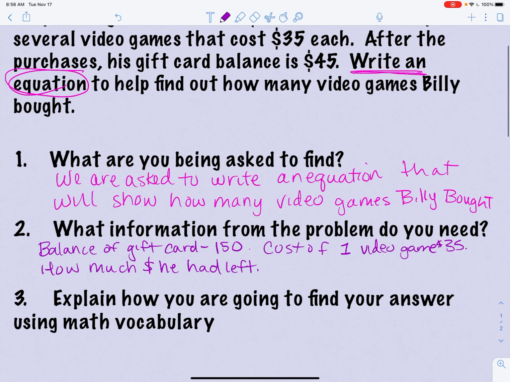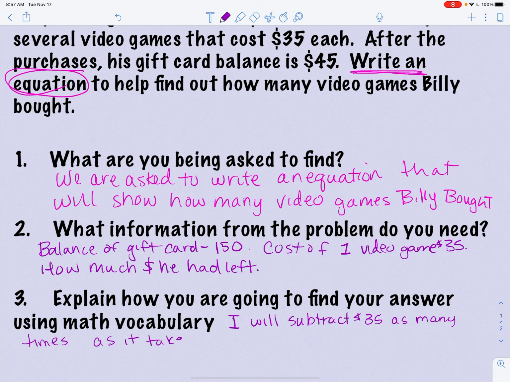Okay, now at this point, this is where it's talking about how do you figure out the answer. So you're going to go at this several different ways. But the reason why we start thinking about this is because sometimes we can figure out the equation based on just using the numbers or explaining what you did. So I will subtract $35 as many times as it takes to get his balance of 150 down to $45. I probably should have put that he had $45 at the end.